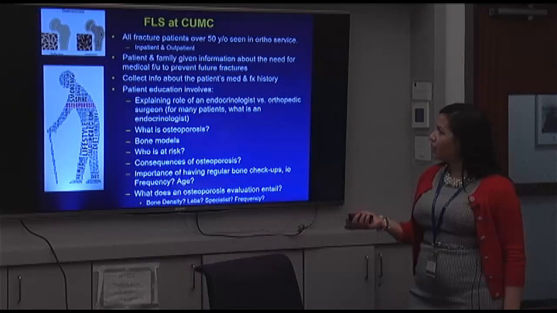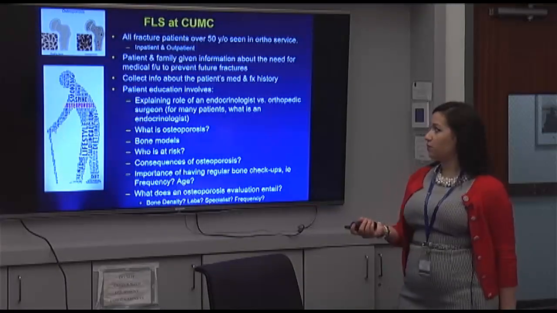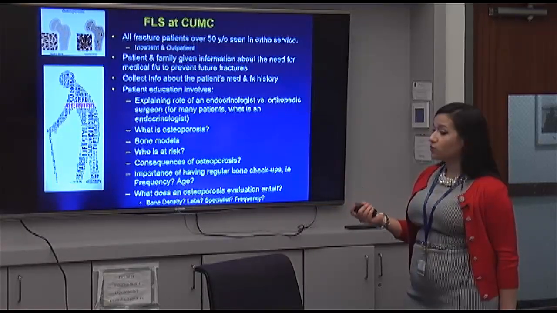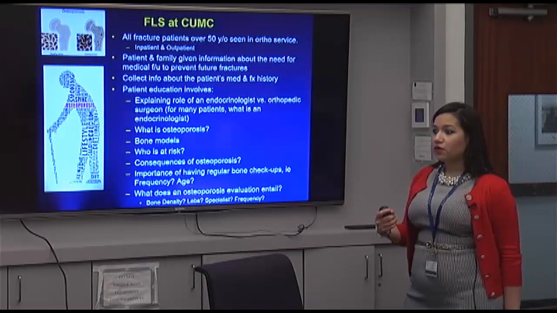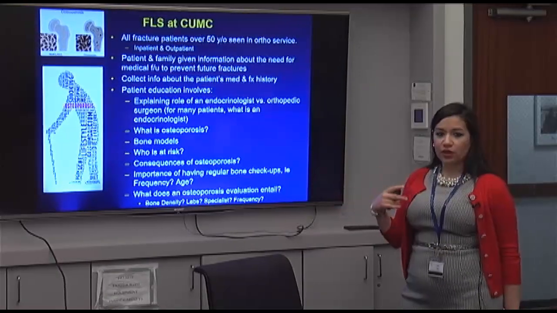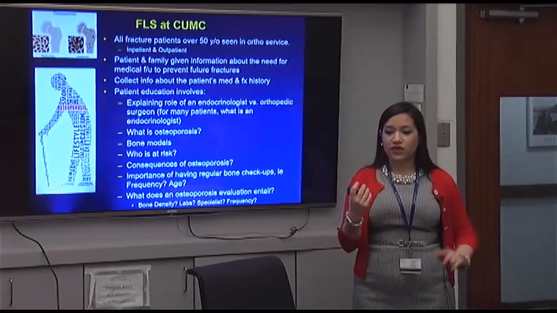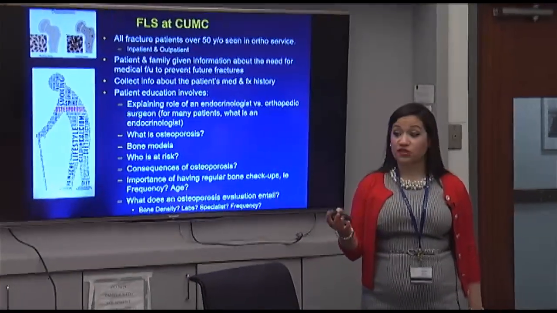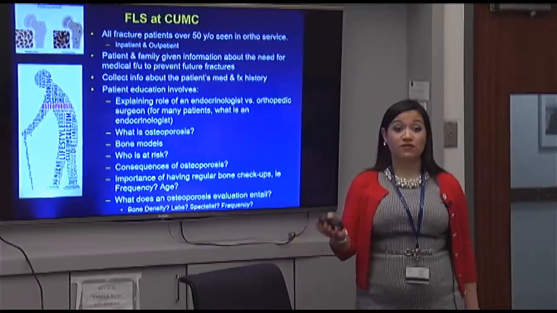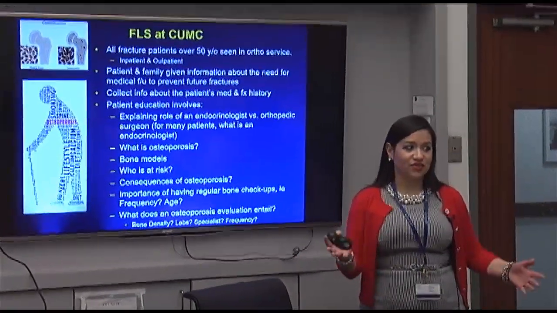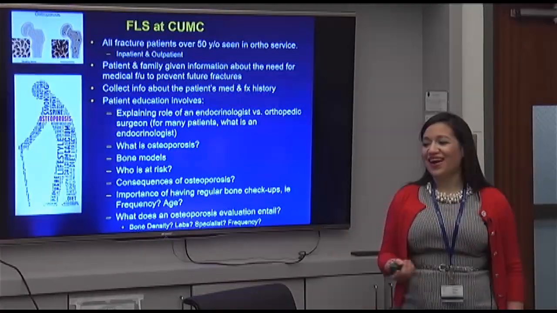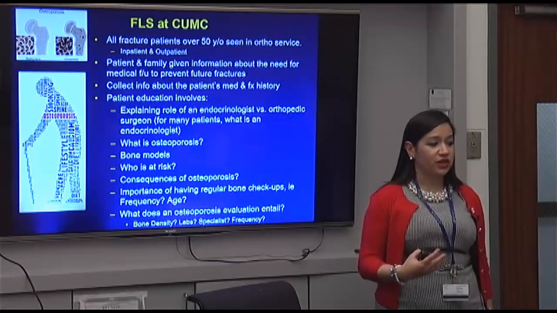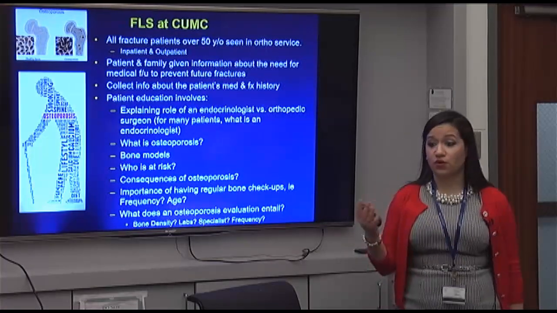So this is how we have our FLS at Columbia. We see any patients over the age of 50 with a bone fracture. That can include anything like hip, vertebral, wrist, proximal humerus. We even see some of the trauma patients, like patients that were in a car accident or may have gotten hit with a car, because it's New York City. Don't get hit by a car. And the reason why we do it is because we want to make sure that bone fragility was not a contributing cause to the bone fracture.